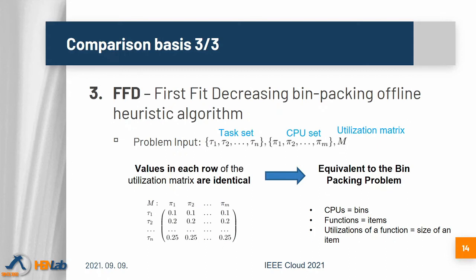The third comparison solution is the FFD, the first fit decreasing bin packing heuristic algorithm. We have chosen this because if the values in each row of the utilization matrix are identical, then we actually get a bin packing problem, where the CPUs are the bins, the functions are the items, and the utilization of a function is the size of that item. The size of each bin is 1, and we are looking for the least number of bins where the items can be put.